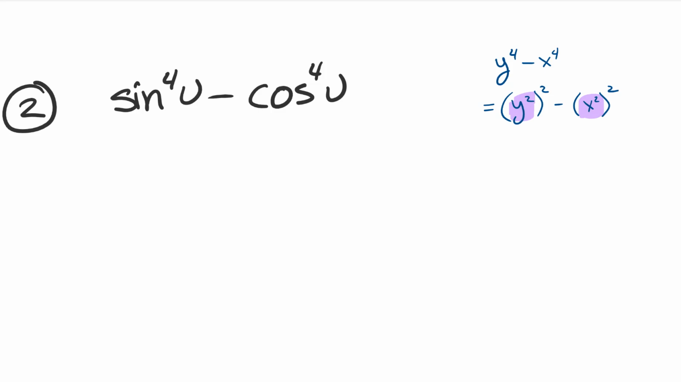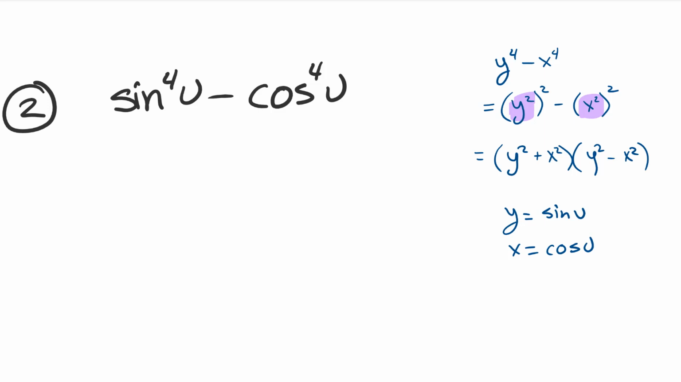So it's going to work out in this manner. It's going to be the first thing plus the second thing times the first thing minus the second thing. But the thing is no longer just a y or an x. It's y squared plus x squared and y squared minus x squared. And again, we're claiming that y is sine of u, and x is cosine of u.